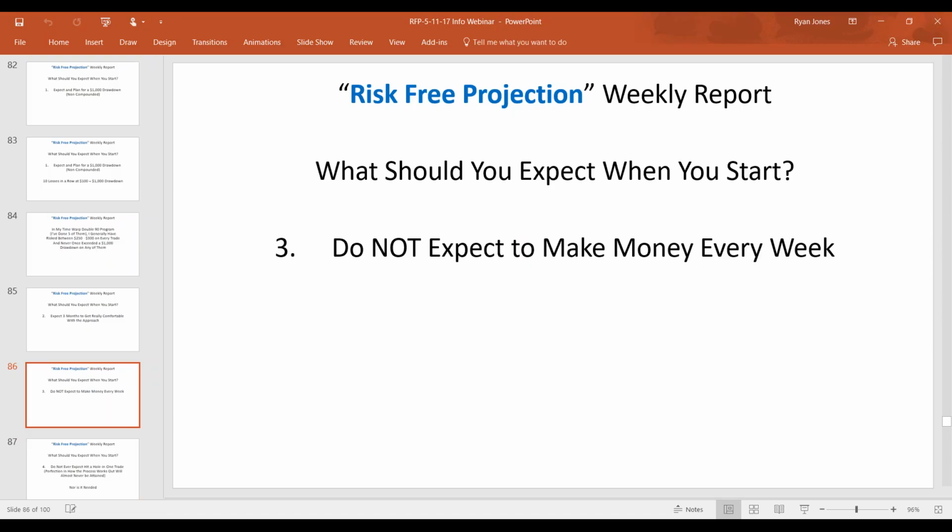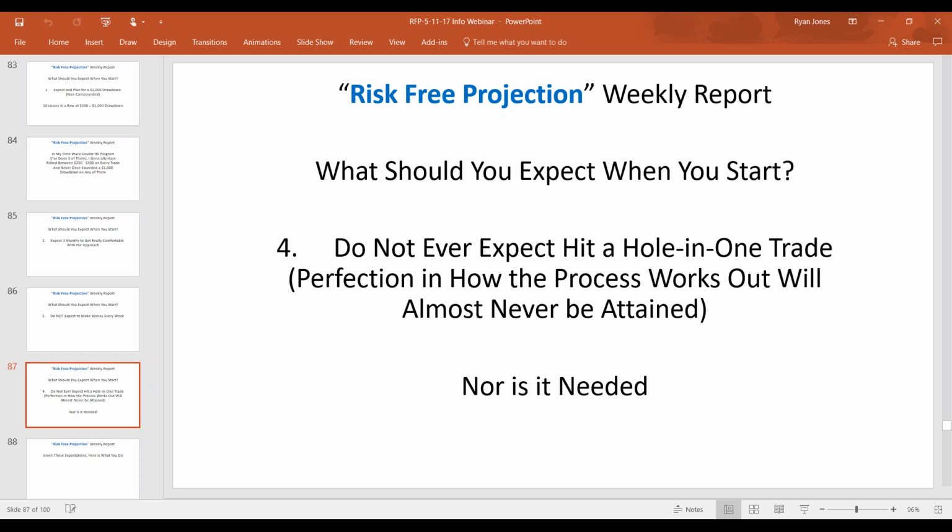Number 3, do not expect to make money every week, as I've already demonstrated. I've never said that. I'm talking about your goal being to average a small weekly gain. That does not mean you're going to make money every week. That's not the case. The risk is very low every week, but you're not going to make money every week, period. Not going to happen.